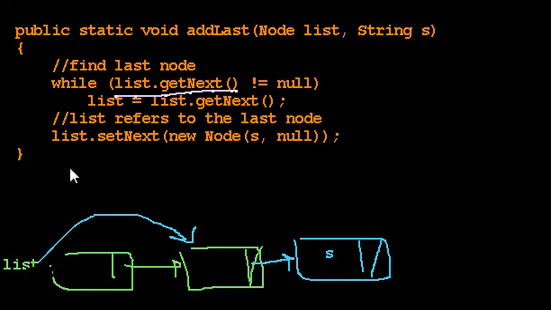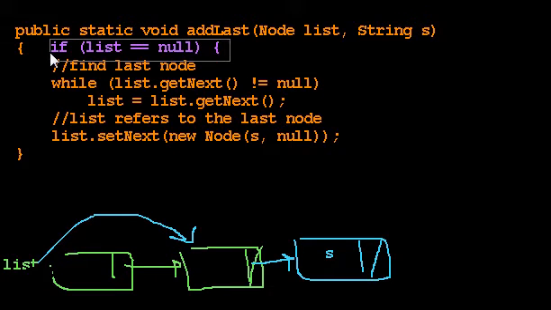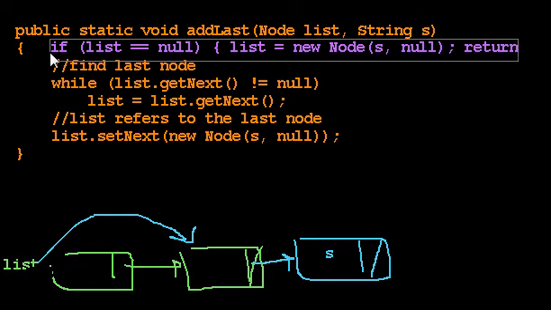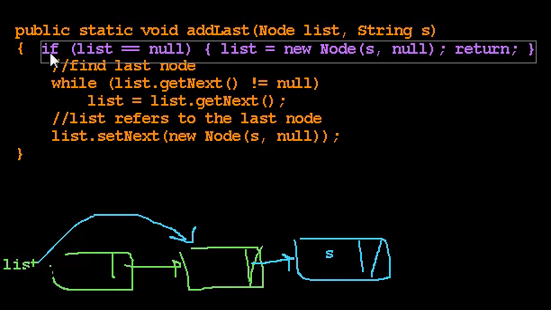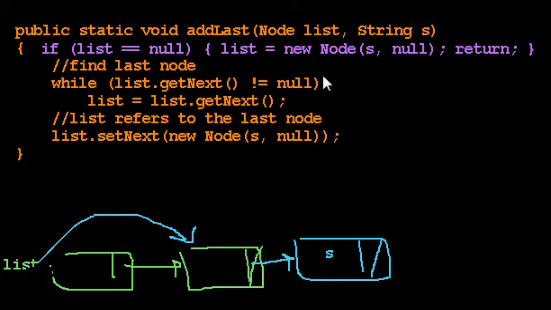It occurs to me, maybe this isn't super obvious. Maybe you were thinking to yourself, wait a second, couldn't we solve this by just throwing in some code at the beginning that says, if list is null, then list equals a brand new node with s and null, and then return? I'll just return, and that will exit the method. Maybe that would solve the problem. But this doesn't solve the problem.